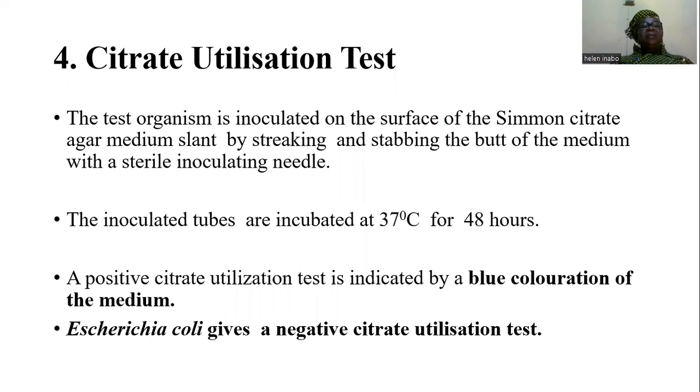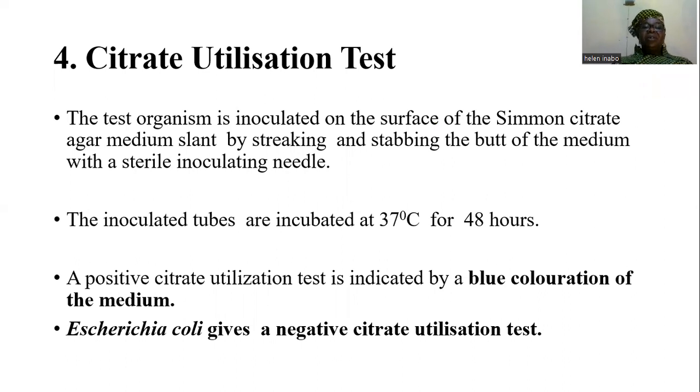The fourth test to be conducted in the identification of Escherichia coli is the citrate utilization test. The protocol involves the inoculation of the test organism as well as control organisms on the surface of Simmons citrate agar medium slant by streaking and then stabbing the butt of the medium with a sterile inoculating needle. The inoculated tubes are incubated at 37 degrees Celsius for 48 hours.